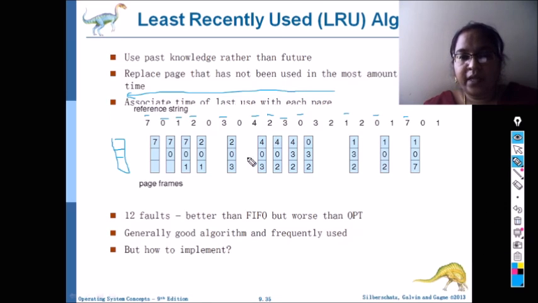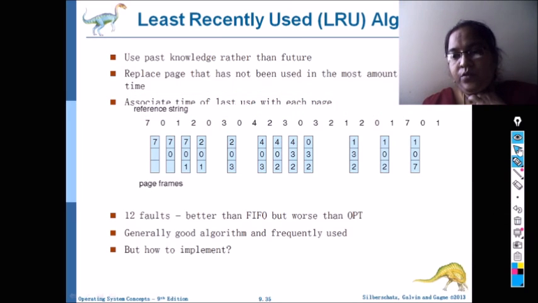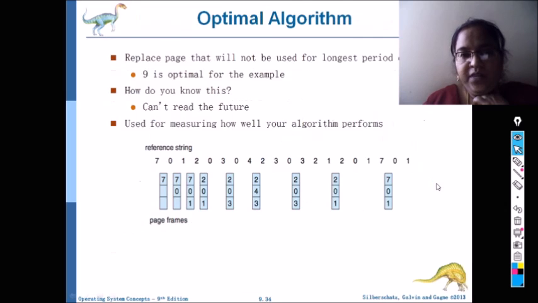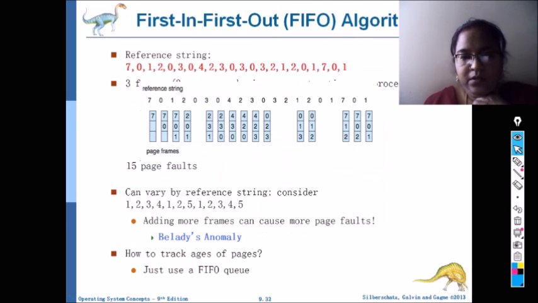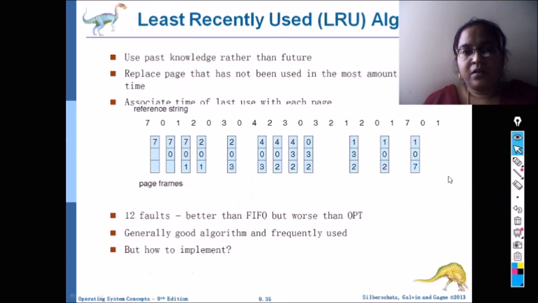I'll tell you again, using the same reference string, solve it using 4 frames. So use this reference string and solve it for 3 frames and 4 frames. Now the next algorithm. In the next video we will see how we are going to implement the least recently used algorithm.